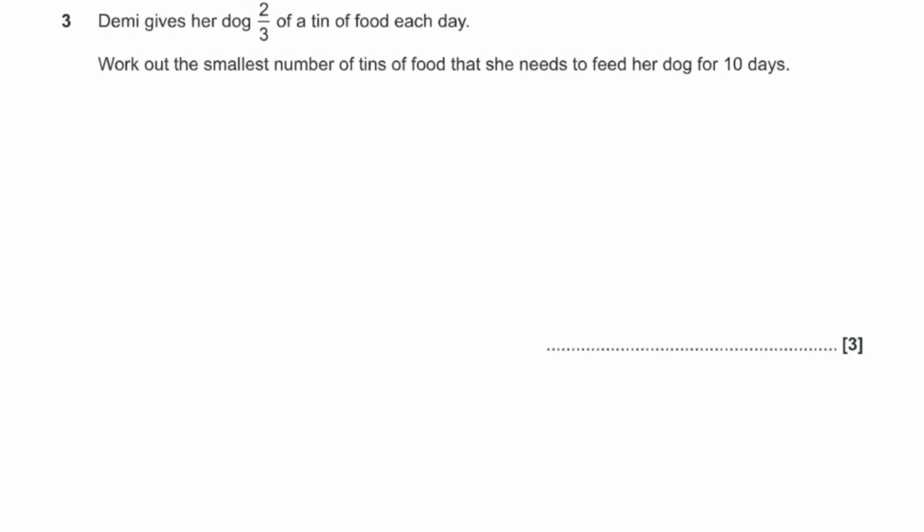Question 3. Demi gives her dog 2/3 of a tin of food each day. Work out the smallest number of tins of food that she needs to feed her dog for 10 days. So the number of tins is going to be her daily amount, 2/3, times the number of days, isn't it, times 10. So 2/3 times 10, well, I can't divide 10 by 3, so it's not going to be a nice number. I'm just going to multiply top with top, bottom with bottom, like that. So I'll rewrite that as 20 over 3.